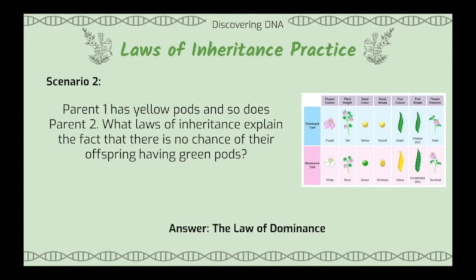The reason that there is 0 chance of their offspring having green pods is due to the law of dominance. Yellow pods are recessive traits, and if both parents have yellow pods, they must each have 2 recessive alleles. That means that only recessive alleles could be passed on to the offspring. Since the offspring has no dominant alleles whatsoever, that means that the recessive allele would not be masked, and we would see yellow pods.